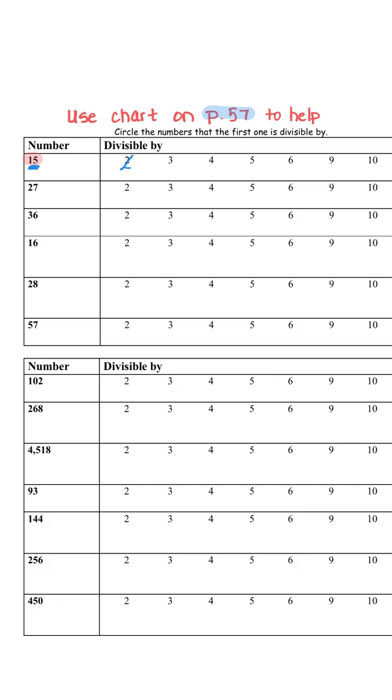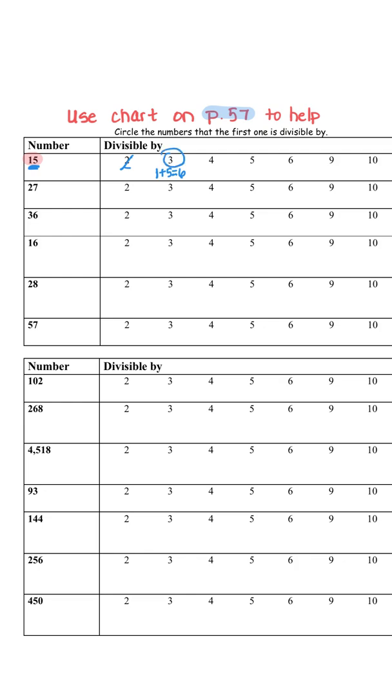Now, is it divisible by 3? So the number is 15, and if you look at the rule, it says if the sum of the digits is divisible by 3, then that number is divisible by 3. So if it's 15, I'm going to do a little work here. 1 plus 5 is equal to 6. So is the number 6 divisible by 3? The answer is yes. So 3 is.